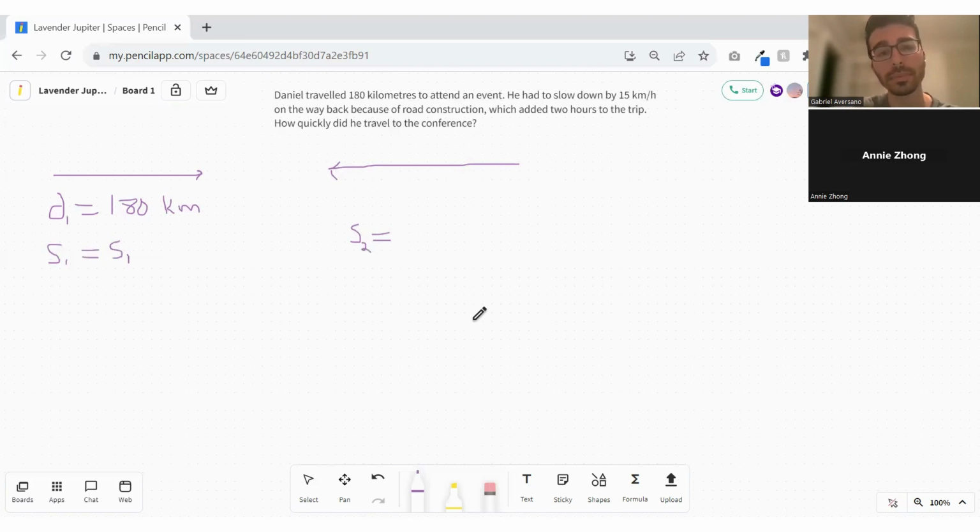So we know that there's a slowdown, so that'd be a minus. S1 minus 15. Awesome, great job. So whatever speed was on the way going to the event, we're going to subtract 15 kilometers an hour. Nice, you got the units there.